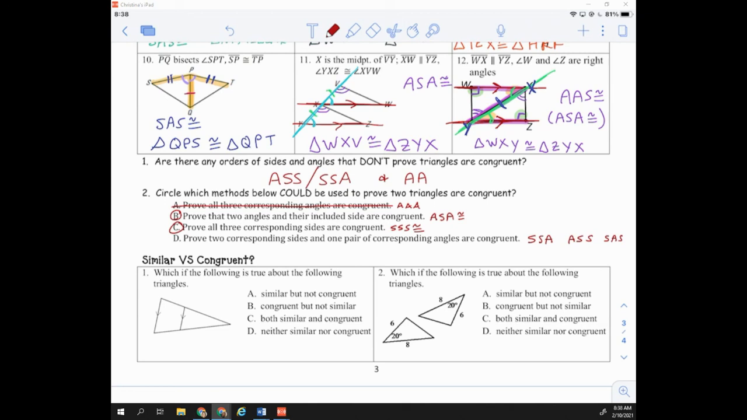Prove two corresponding sides and one pair of corresponding angles are congruent. So for this one, if we have two corresponding sides and one pair of corresponding angles, that could be written as SSA, ASS, or SAS. This one works. These two do not. So that's not enough information to say that we could use this.